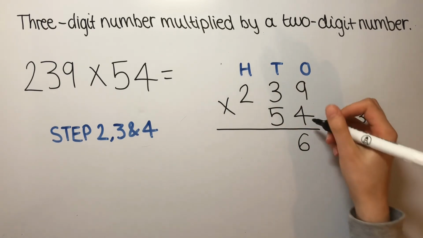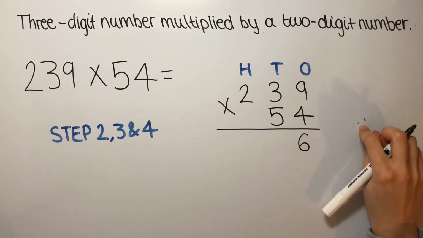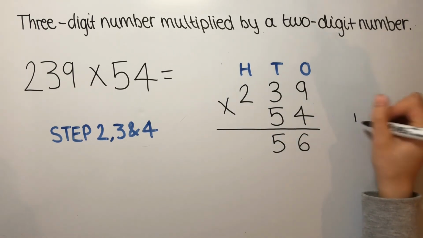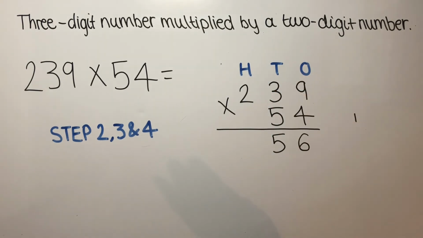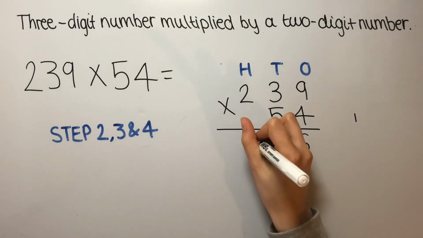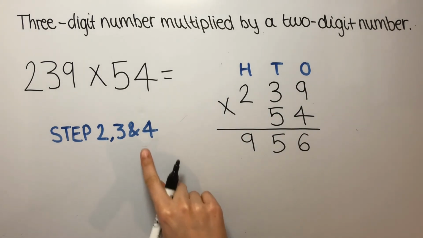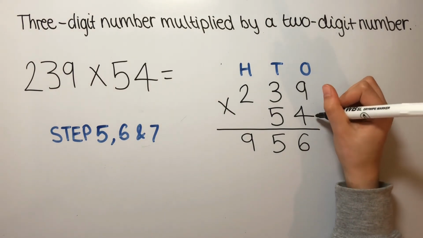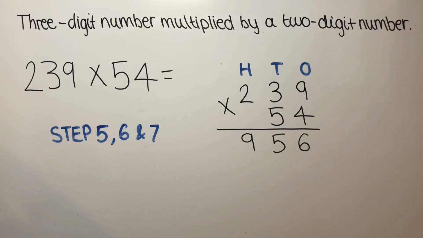Step 3. 4 times 3 gives us 12, plus 3 gives us 15. We're going to write down the 5 from the 15 and carry over the 1. Step 4. 4 times by 2 is 8, plus 1 is 9. And that is our steps 2, 3 and 4. Now that we have finished timesing by our ones column, so that is 4 times by 9, 4 times by 3 and 4 times by 2, we can move on to timesing by our tens column.